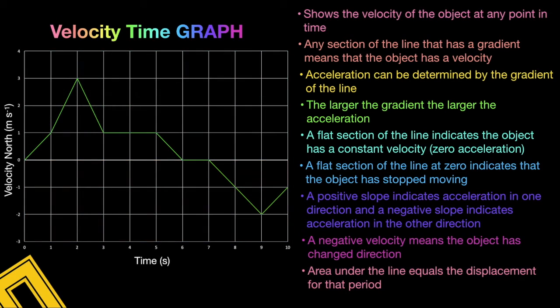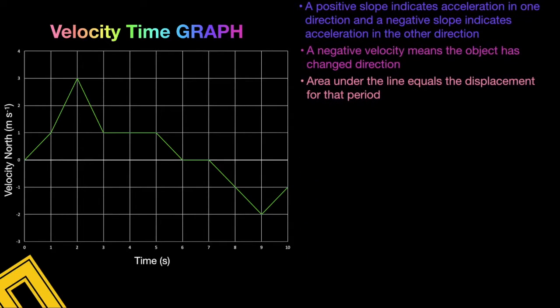Now, the best part about a velocity time graph is that it can tell us the displacement that the object has moved. The way we do that is by looking at the area under the line. We all know the area of a rectangle, for instance, is length times width. In this case, we're looking at time times velocity. And we all know that velocity times time equals displacement.